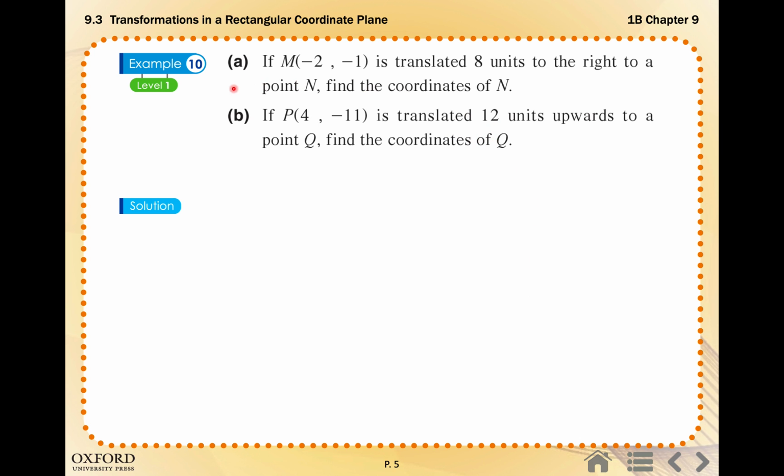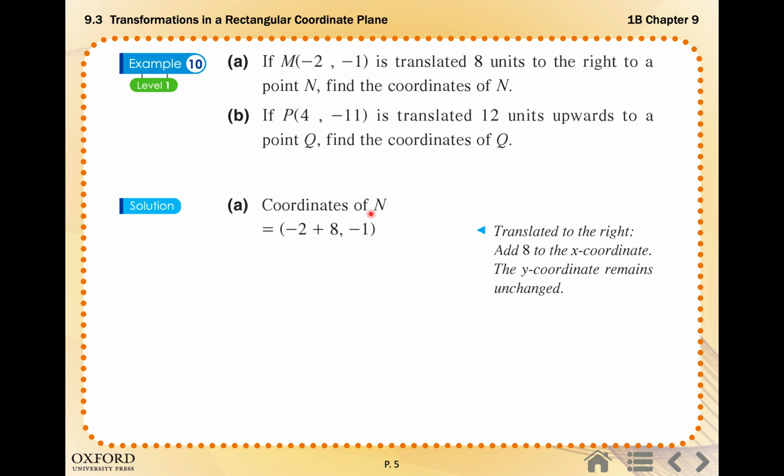You can see that now, for example 10, if M is the original point, which is translated 8 units to the right to the point N. Look at this. You can see that the coordinates of N, that means this is the image. Because M here is the original one, the point that is going to be translated. Then the original point is translated to the point N. That's why N is the image.